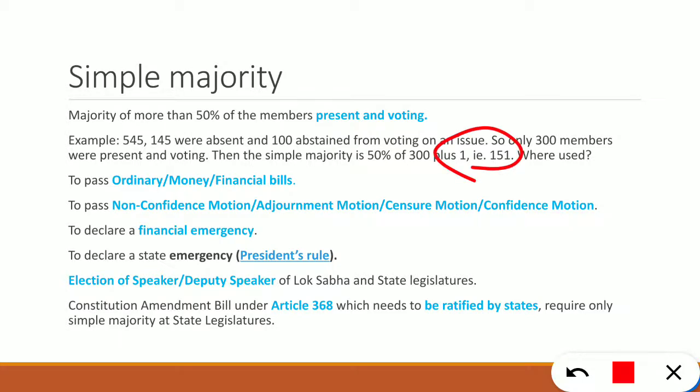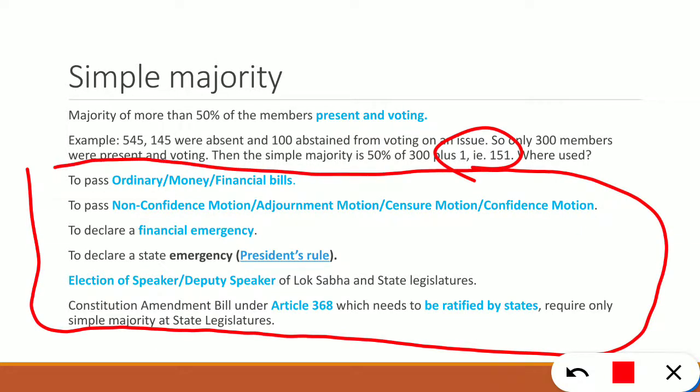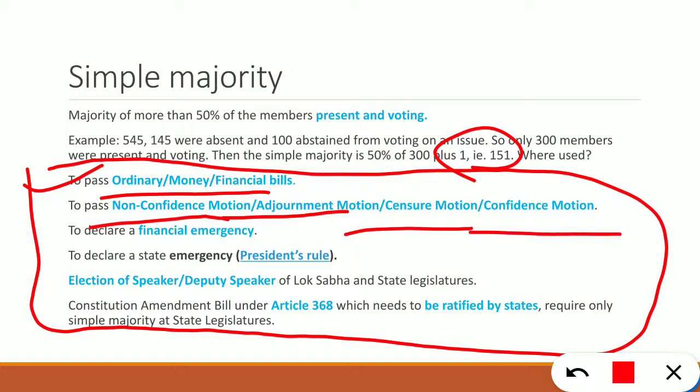This will be 151. So in these cases this special majority will be used. That means 151 or more than that is needed for these cases. For ordinary bills, money bills, finance bills, to pass non-confidence motion, adjournment motion, censure motion, confidence motion, to declare a financial emergency, presidential rule, election of speaker and deputy speaker, simple majority is used.